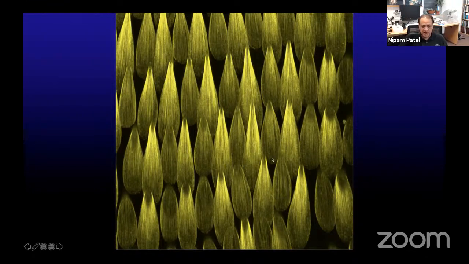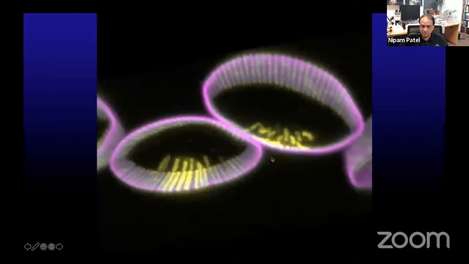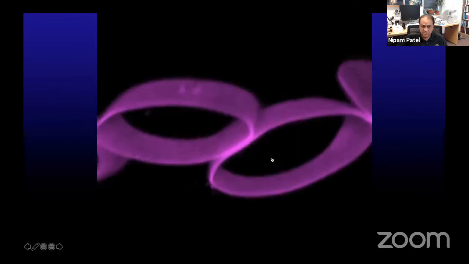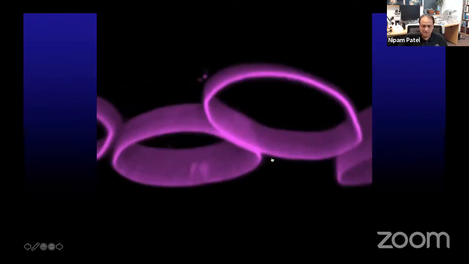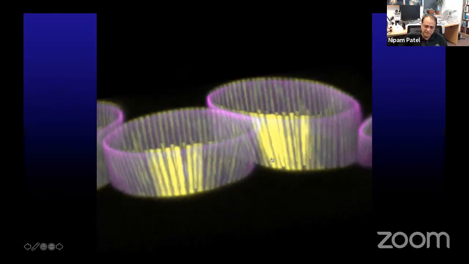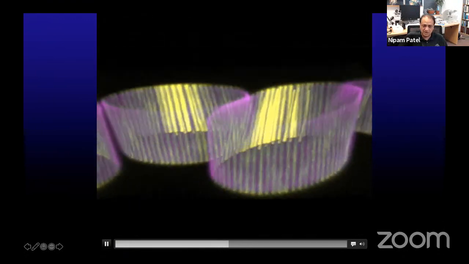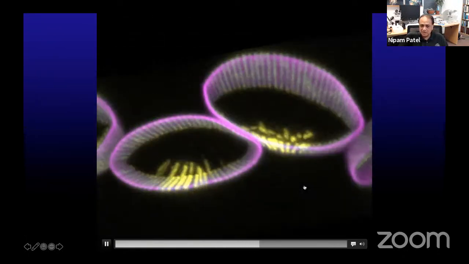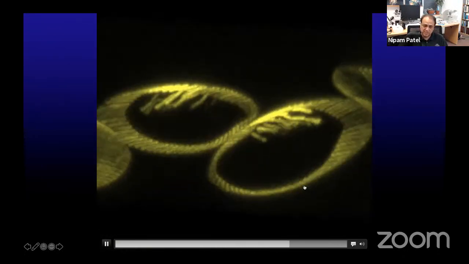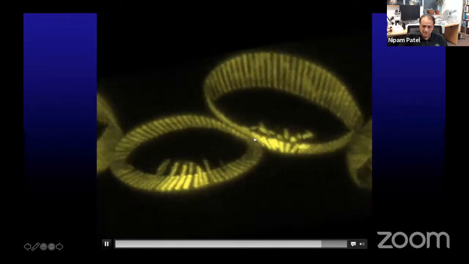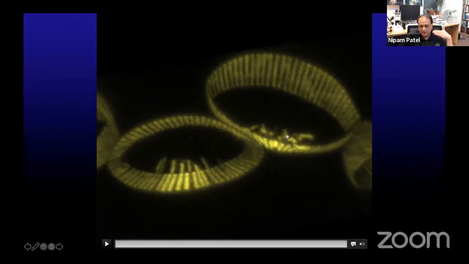Here's an optical cross-section through a slightly older set of scales. The pink is showing you the membrane of the scale. So you see this cross-section. And now the yellow is the filamentous actin, and you see how it's organized into these beautiful rods just underneath the surface of the membrane. And then there are additional rods on the bottom surface of the scale that are internal, that go all the way down into the cell body. So you have this very nice array of actin on the surface of the scale.